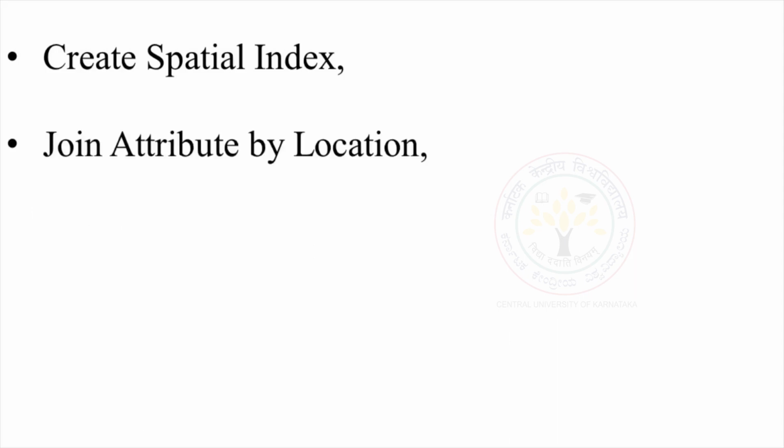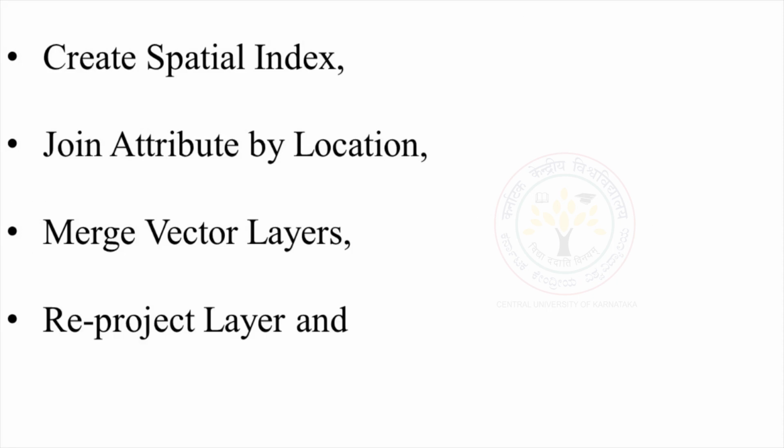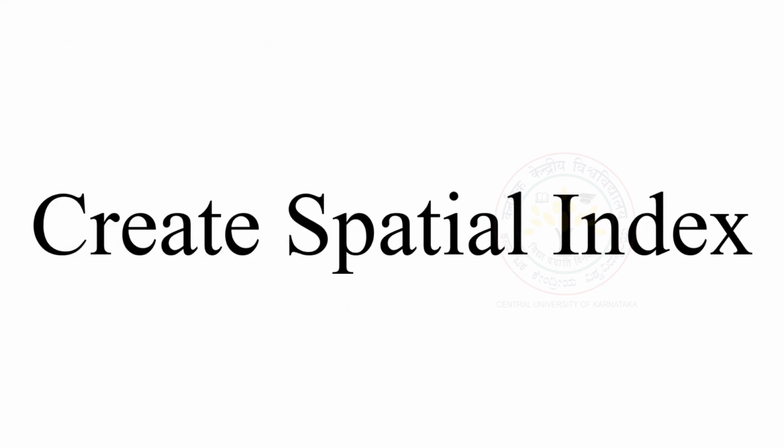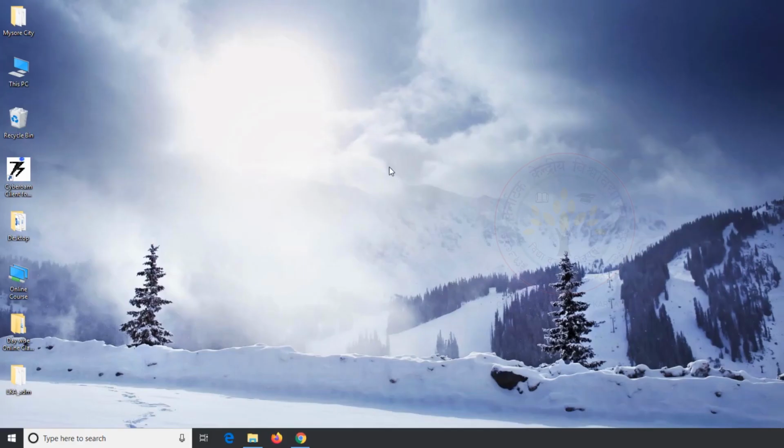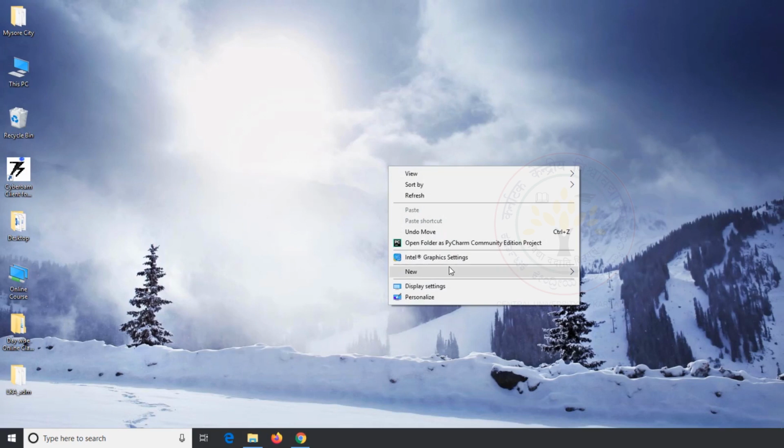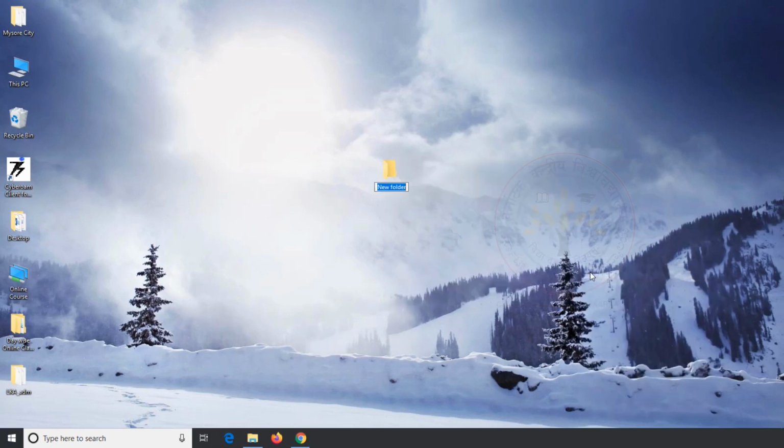Now we will discuss data management tools such as create spatial index, join attribute by location, merge vector layers, reproject layer and split vector layer. Create spatial index is used to create the spatial index for our input data. Spatial index will help to increase the speed of data rendering when we zoom in, zoom out or pan the data on the canvas. To understand this process, I create a folder on the desktop and paste the downloaded Sri Lanka admin data in it.